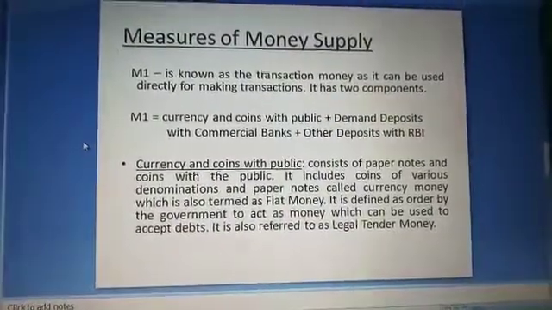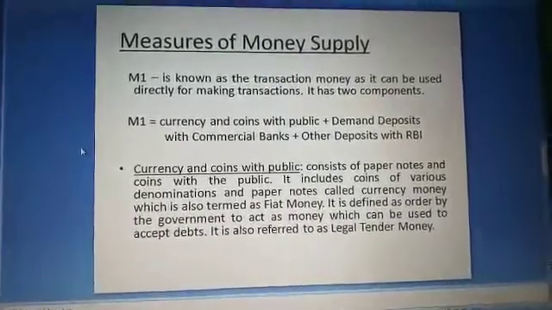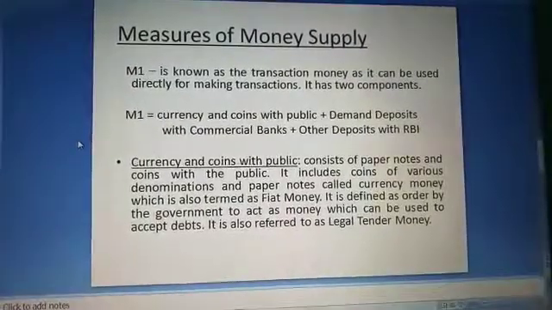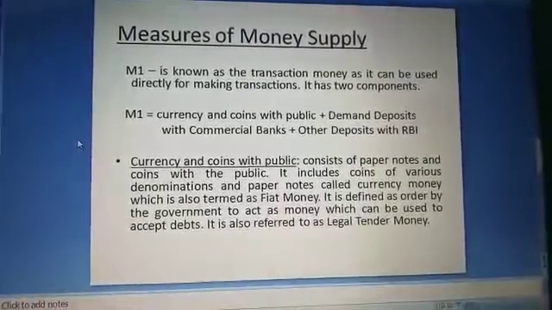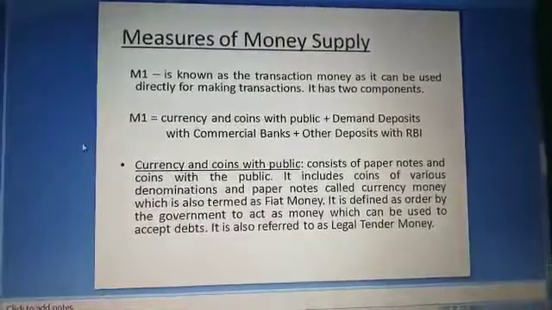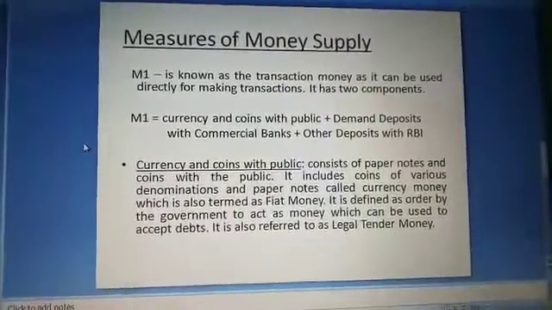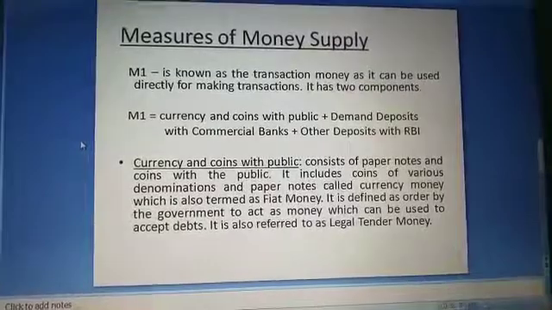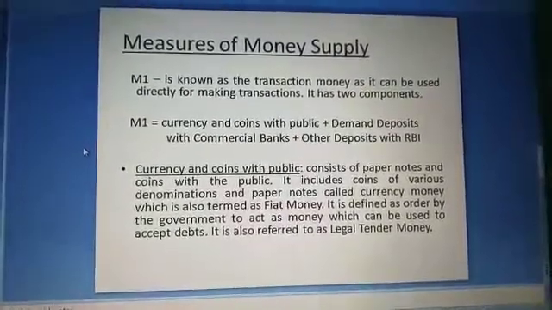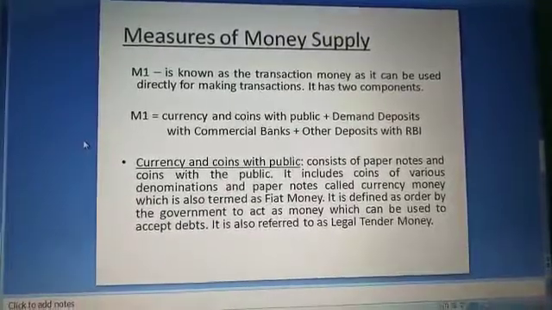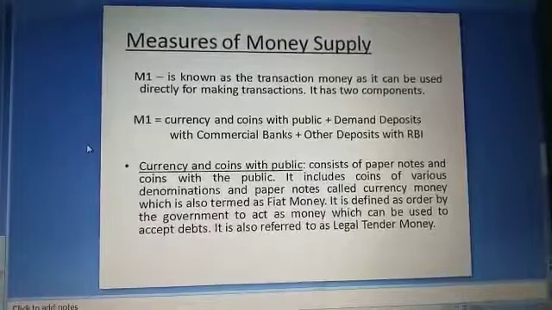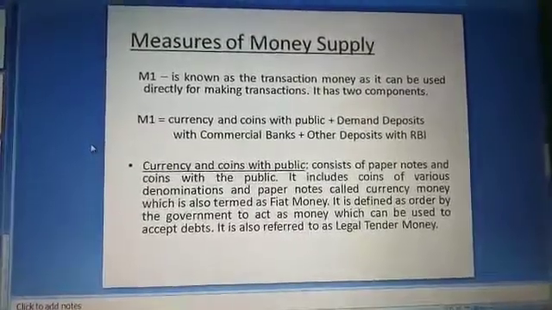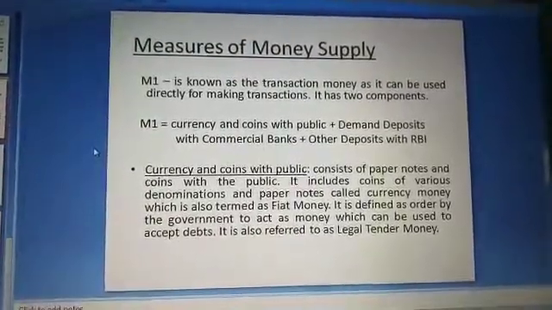Now, measures of money supply. M1 is known as the transaction money as it can be used directly for making transactions. It has two components. One is currency and coins with public and demand deposits with commercial banks. From the formula you can see M1 is equal to currency and coins with public plus demand deposits with commercial banks plus other deposits with RBI. But other deposits with RBI is a very insignificant portion, and that is why it hardly affects the money supply.